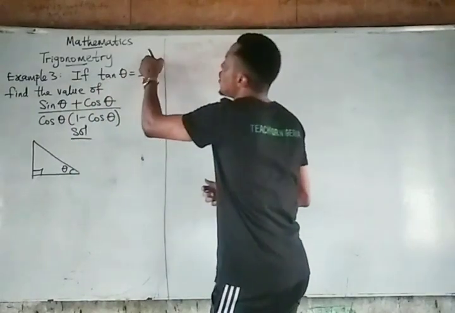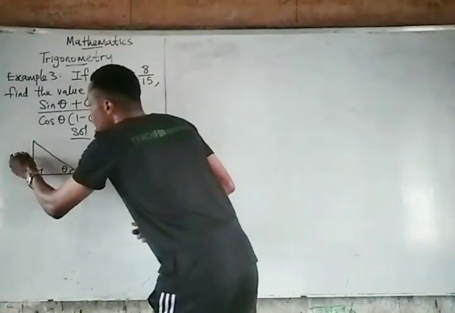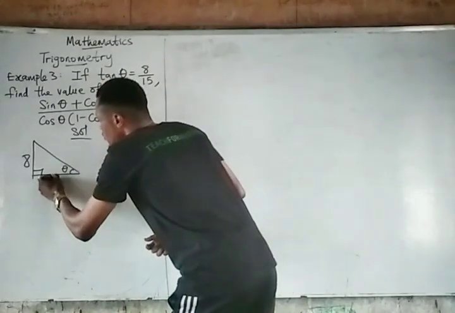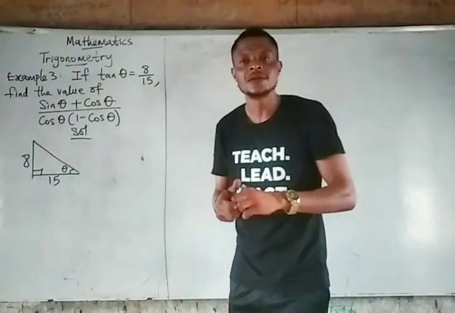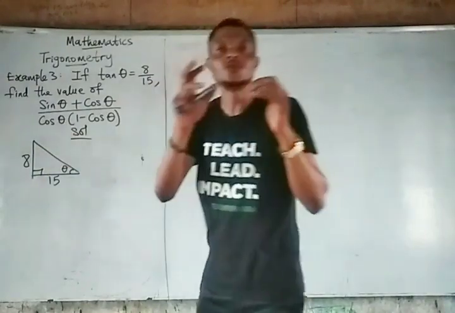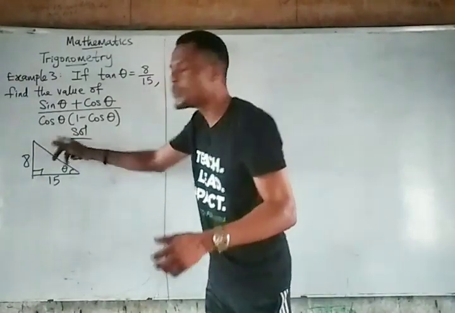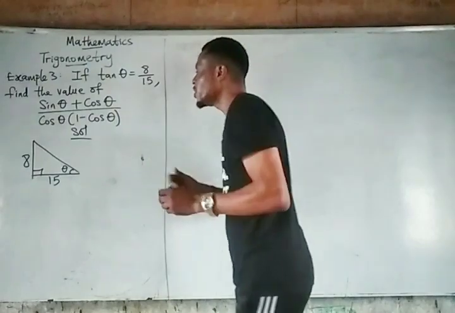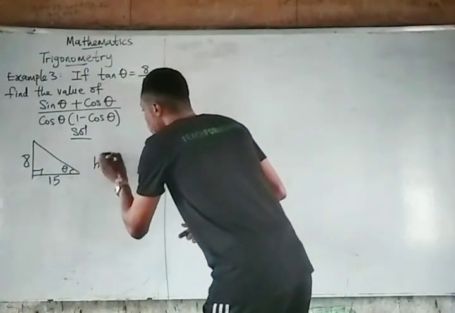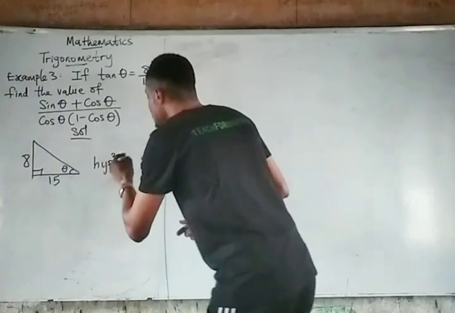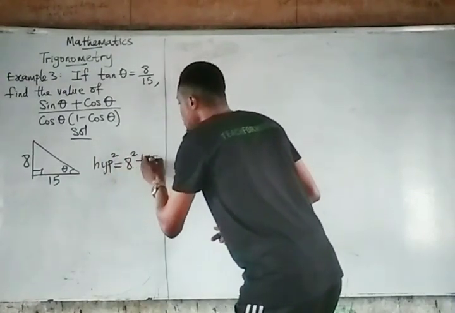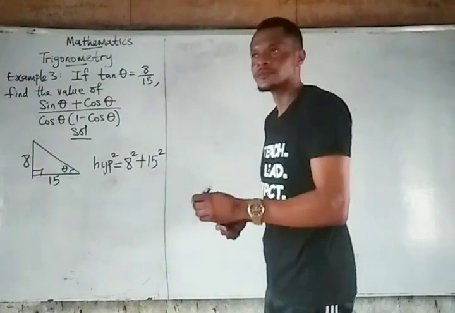Opposite, tan theta, opposite, 8. We have 8 here, over adjacent, we have 15 here. Now we can apply Pythagoras Theorem to get the hypotenuse here. In order to get that, we can say the hypotenuse square is equal to 8 square plus 15 square.